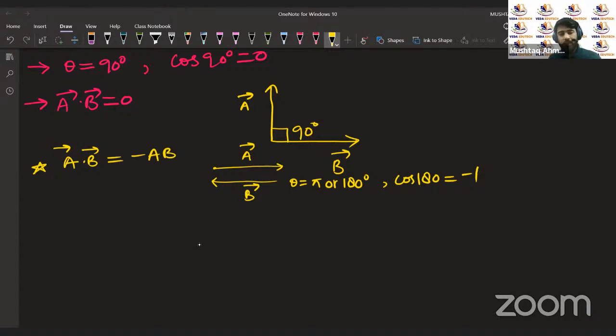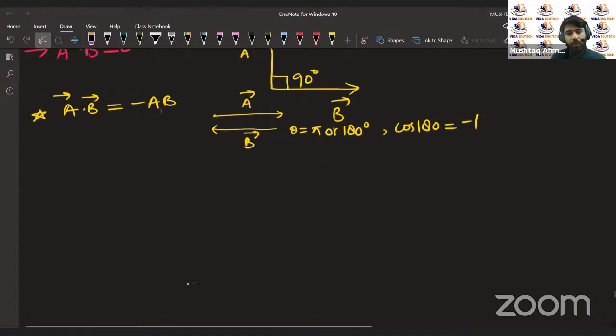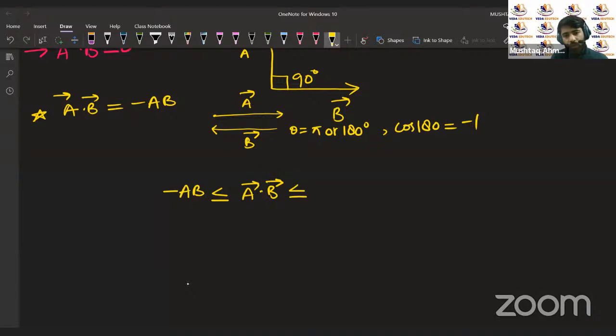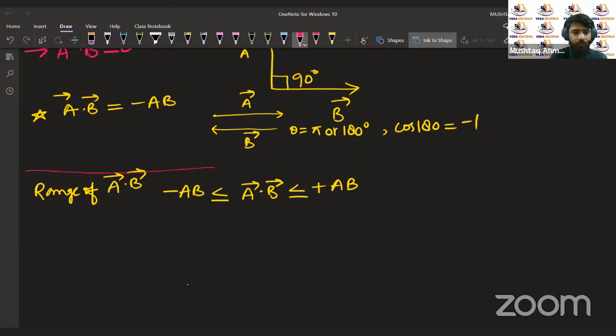So from here, we can see the range of the dot product. The range of the dot product is that A dot B vector can lie between, it can be greater than or equal to minus A into B, and less than or equal to plus A into B. So this is the range of A dot B. A dot B lies between minus AB and plus AB.